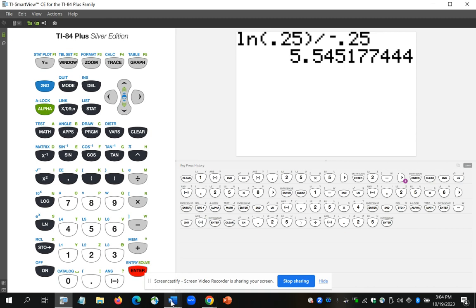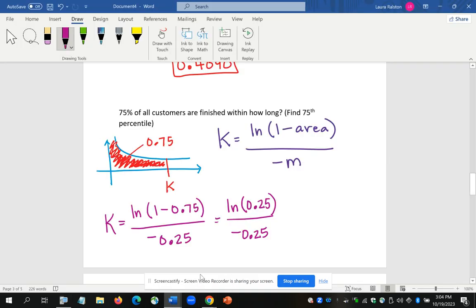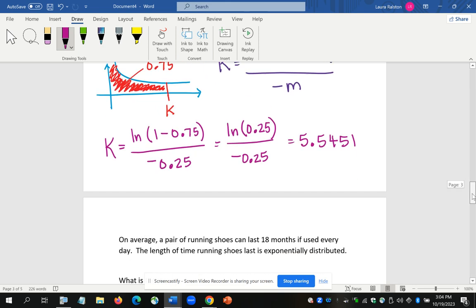5.5451. So roughly, they're going to spend about 5.5 minutes with a customer, or the customer is going to be there for approximately 5.5 minutes. Again, guys, pay attention to how it asks you to round. All right, let's do another series of questions.